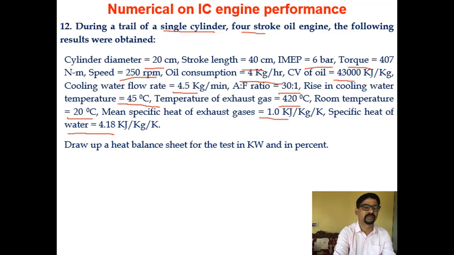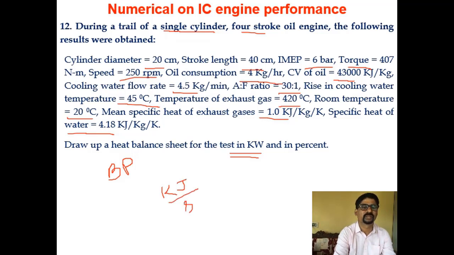Here you directly draw the heat balance sheet, but it is very necessary to calculate BP first. Without BP you cannot draw the heat balance sheet, because the heat equivalent of BP is required. PMI is given, but I think it is of no use here because you are not supposed to calculate IP. Still you can calculate IP also, no issues. But while doing the heat balance sheet, be careful here, the basis is kilowatt, that is kilojoules per second. So all mass quantities you have to take in kg per second.